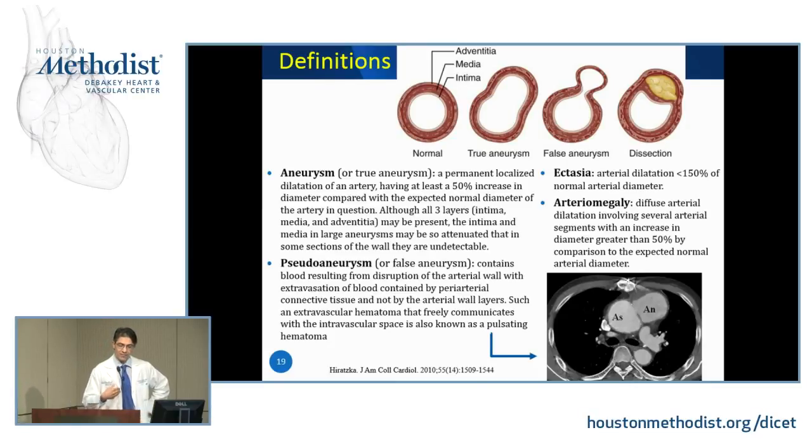Pseudoaneurysm is when you don't have all three layers. Usually you have a rupture of the artery, and that one layer that looks like it's containing the vessel is really just adventitious tissue.